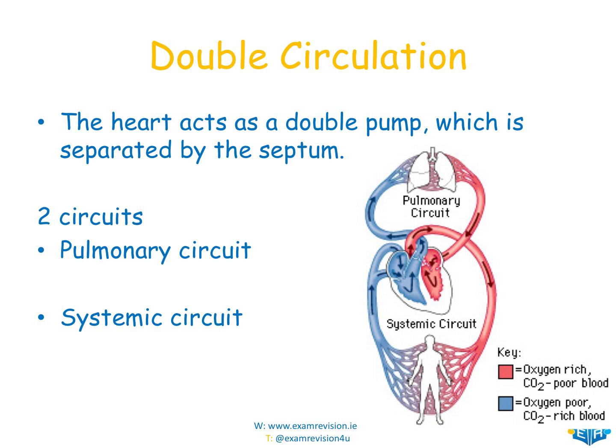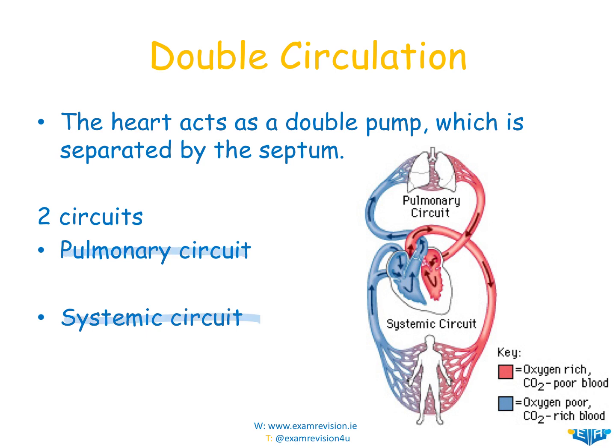Now, this has come up naturally in the last couple of slides anyway, but we're just going to quickly mention double circulation. The heart acts as a double pump, which is separated by the septum, the structure that goes down through the centre of the heart. So we've our two circuits, which we've mentioned already: the pulmonary circuit, which deals with the lungs, and the systemic circuit, which deals with the rest of the body.